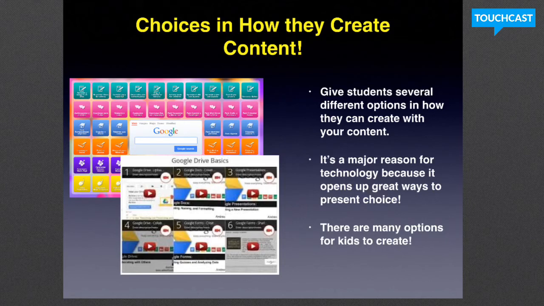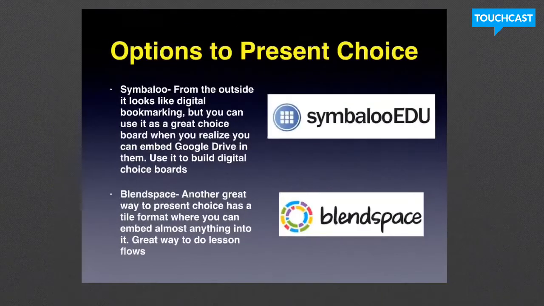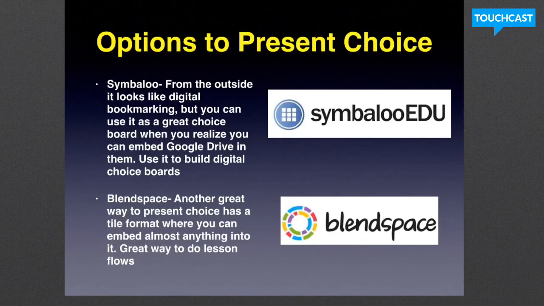And the other thing to do is give them choices on how they create content. Give students several different options in how they can create with their content. And it's a major reason for technology because it opens up great ways to present choice. And there are many options for kids to create. So two options in order to present choice.